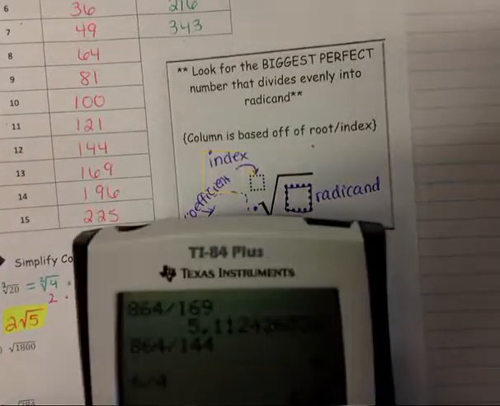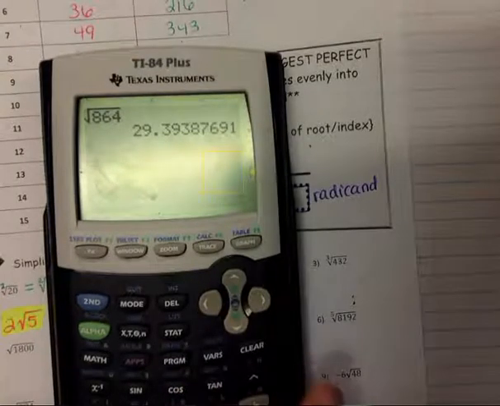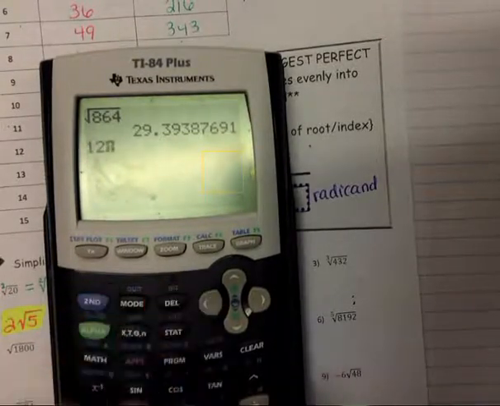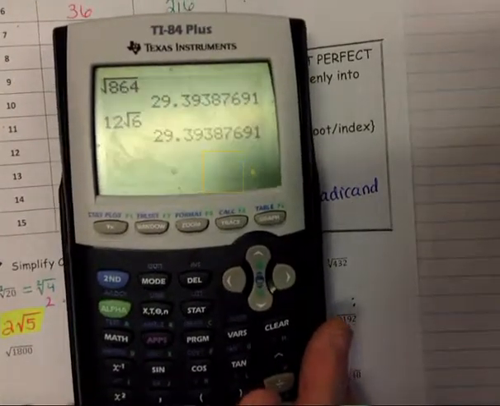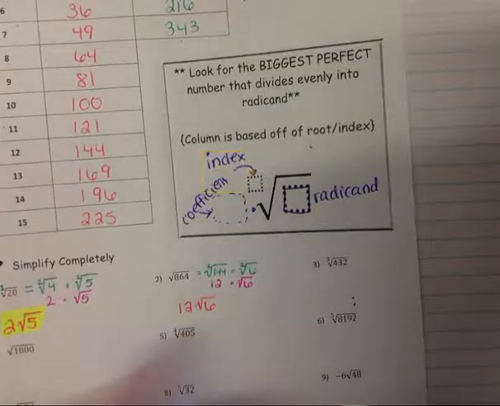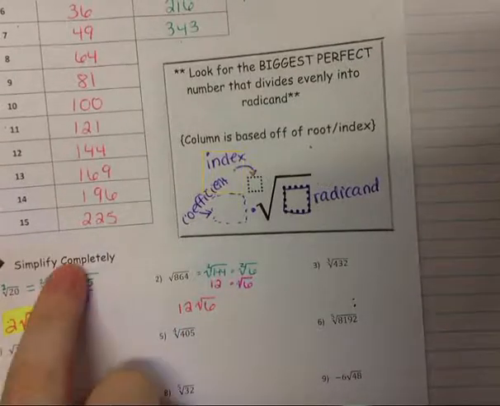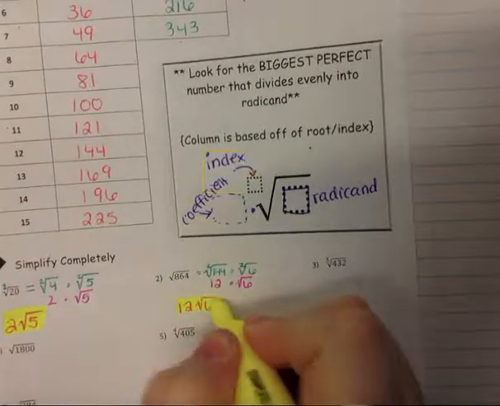And again, we can check this by doing the square root of 864, and we'll get a decimal. And then we'll do 12 square root of 6, and we get the same decimal. That means that we have simplified it at least. And because the 6 cannot be simplified further, it is simplified completely like it asks for. That means that this is our final answer.